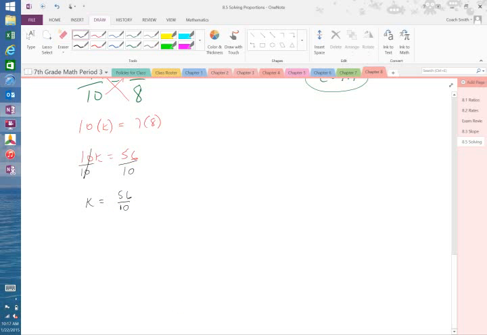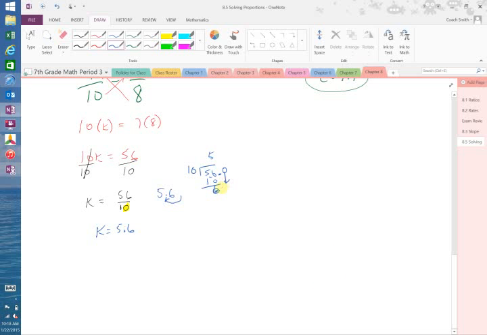Well, remember back earlier in the year we talked about multiplying and dividing by powers of 10. Since I have one 0 right there, all I have to do is take the number 56 and move the decimal one place to the left because I had one 0. And that gives me K is equal to 5.6. Now, you can actually divide it out. 10 into 56 goes 5 times, that's 50. Remainder 6.